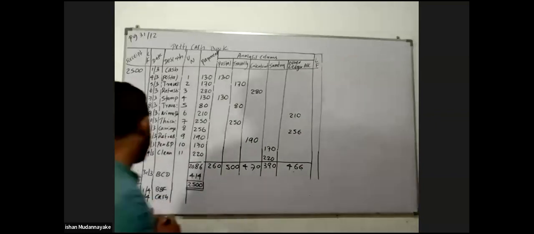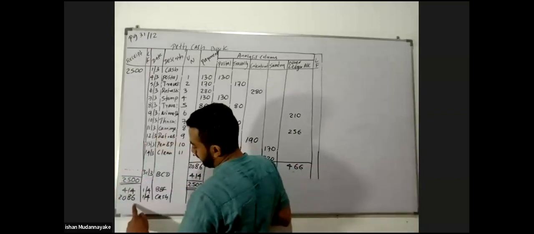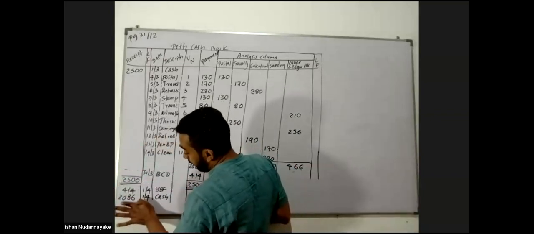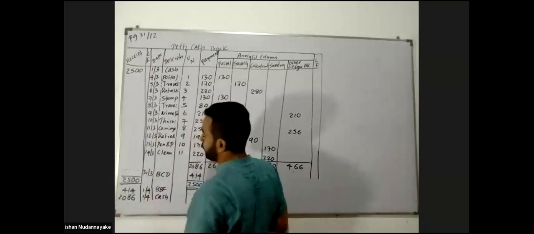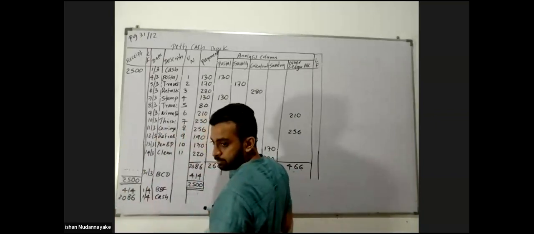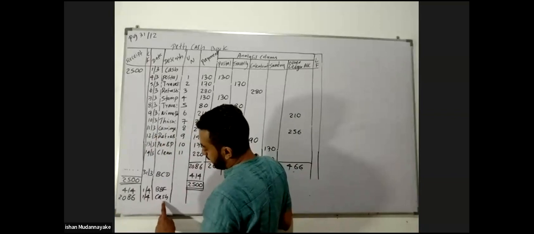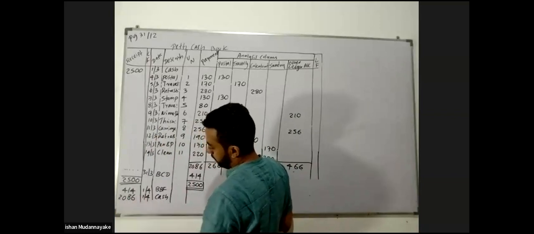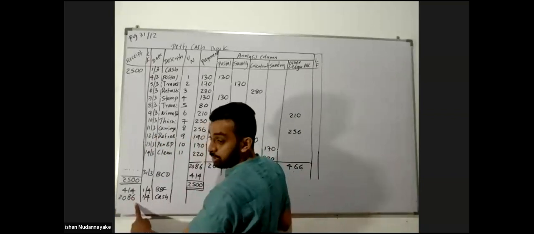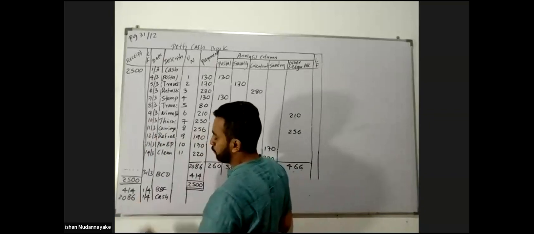Then 1st April, cash 2,086. Now the balance available with the petty cashier increased to 2,500. Here, the main cashier repaid 2,086 to the petty cashier.